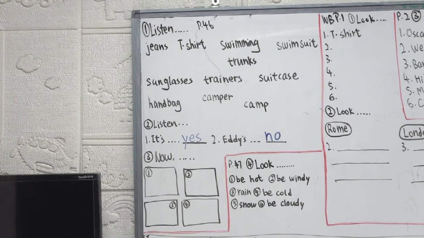The following part, number 3, you need to listen again and then you need to read. There are 4 pictures in total. So let's get started by listening to it. After that, we are going to read.